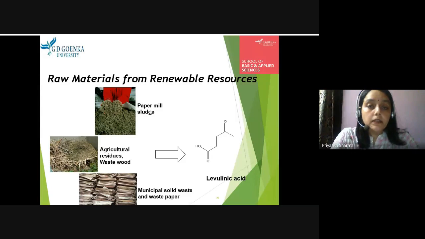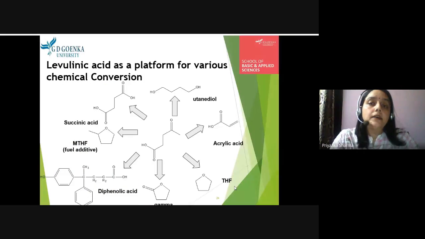to get some starting materials. We can choose agriculture residue or waste wood. We can use municipal solid waste and waste paper. From that, one of the materials which can be extracted is levulinic acid. This levulinic acid is the starting material for various other transformations. You can see here that this levulinic acid is converted into some useful chemical compounds like succinic acid, methyltetrahydrofuran, which is a fuel additive, tetrahydrofuran, acrylic acid, and so on. So this one compound can act as an initiator or precursor for several other transformations that can be attained in the chemical industry.